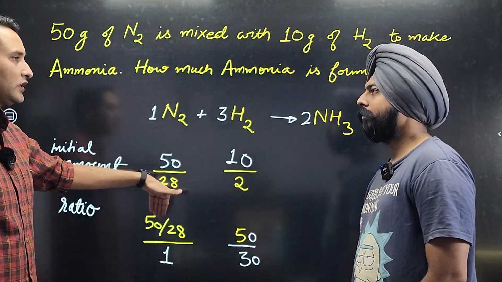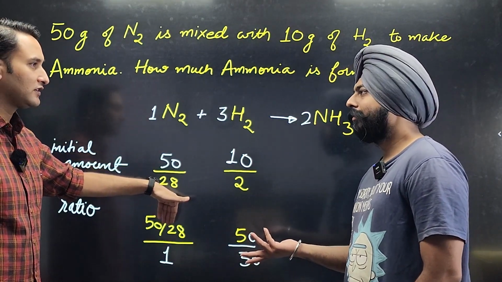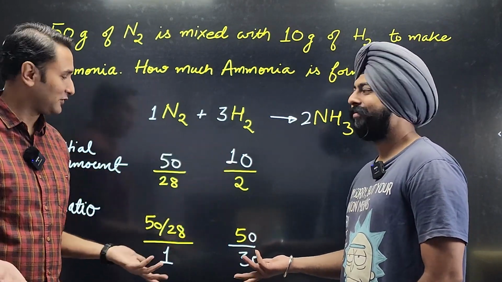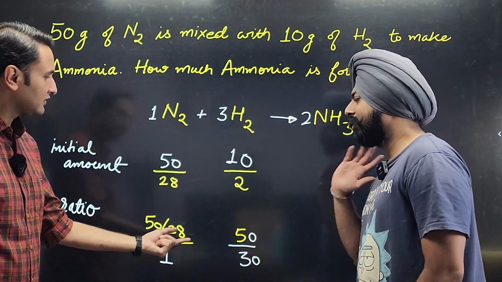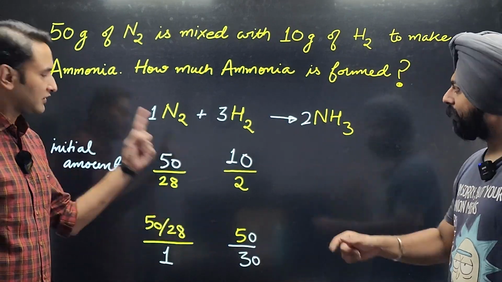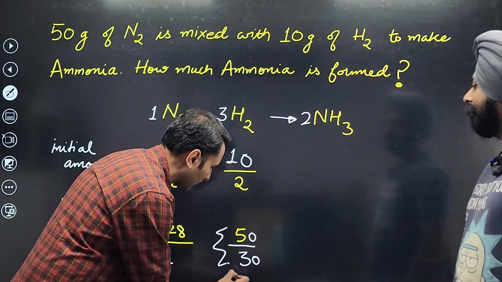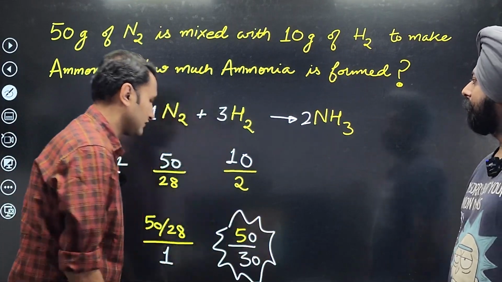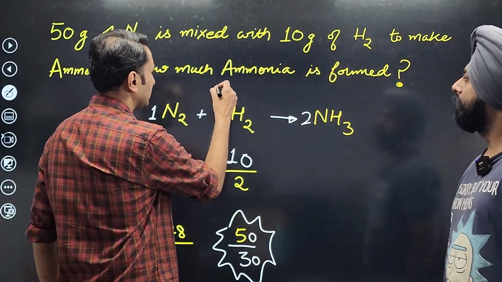तो यही बड़ा होगा ना, जिसका डिनोमिनेटर छोटा वो नंबर बड़ा. ये तो मैथ्स में आता है अपने को. सो दिस इज अ बिगर नंबर. This is the smaller number. तो दिस इज द लिमिटिंग रिएजेंट. तो ये अपना हो गया है लिमिटिंग. यहाँ पे एक बार लिख देंगे, This is the limiting.